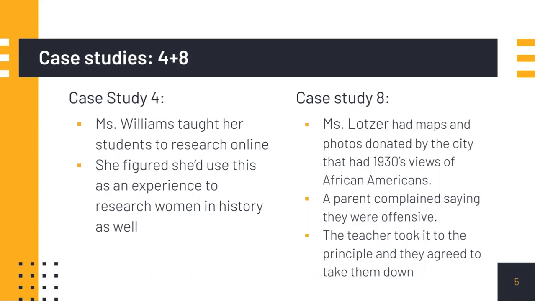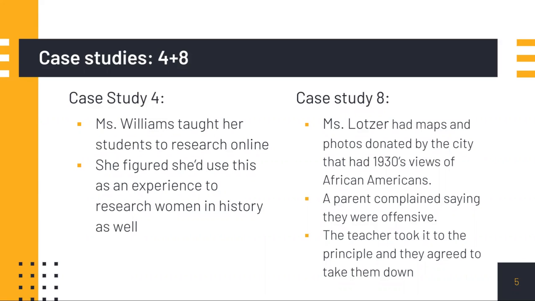On case study 8, it was Miss Lotzer. They had maps and photos donated by the city that had 1930s views of African Americans, which are very different than our views now. A parent complained saying that they were offensive, and the teacher took it to the principal, and they agreed that they would take them down till further notice.